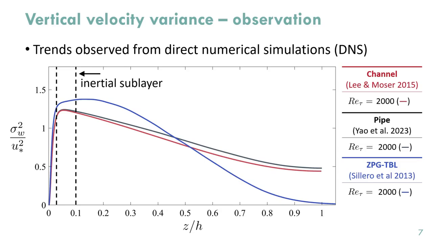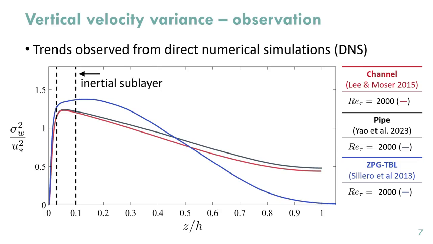The more interesting result comes from comparing variance profiles across different flow configurations. Here I've fixed the Reynolds number to 2000 such that we would expect that the profile has the same Reynolds dependence in each case, and all of the remaining differences should be due to differences that are coming from the actual bulk properties of the flow. Here I have introduced a pipe flow from Yao 2023 and a zero pressure gradient or ZPG turbulent boundary layer from Solero et al.